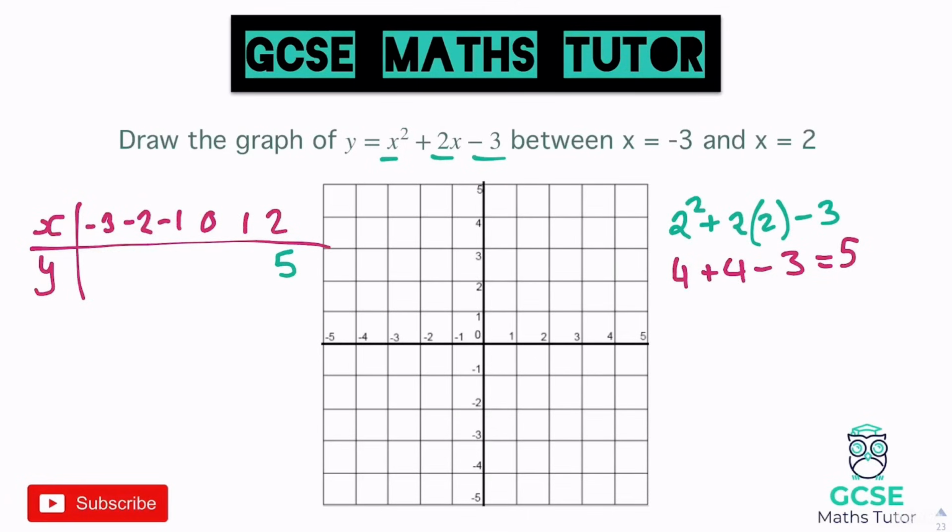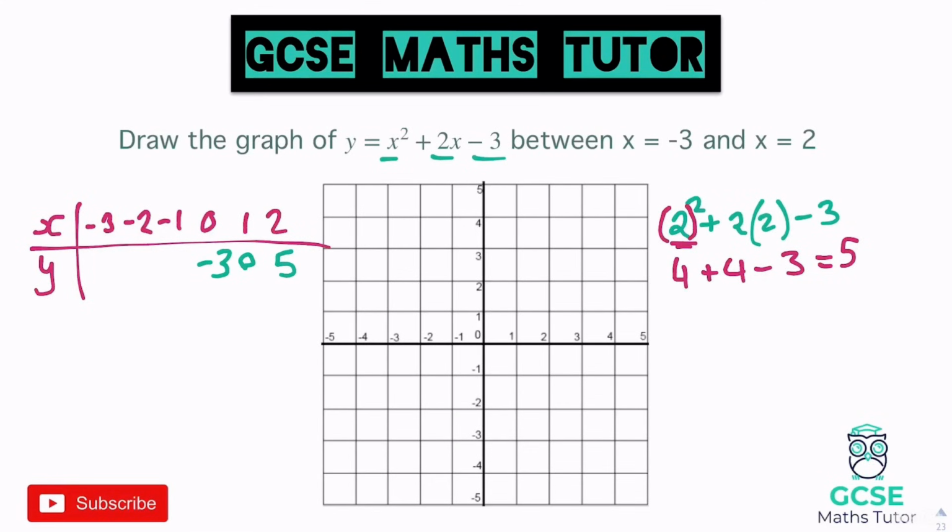So up here, where I put 2 squared in, we should really make sure we keep that in a bracket, because as we get down to those negatives, it's going to have a big effect, and we'll see what happens when we get to them. Now I'm going to do the other ones a little bit quicker. So 1 squared is 1, add 2 is 3, take away 3 is 0. 0 squared is 0, add 0 is still 0, take away 3 is negative 3.